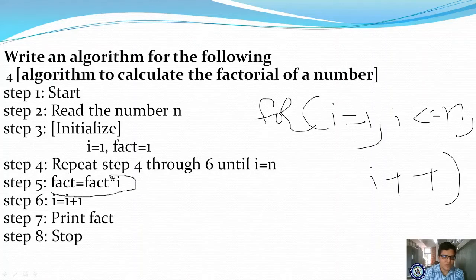What is the initial value of fact? The initial value of fact is 1, into the i value. What is the i value now? 1 into 1. Then where are you storing it? In fact. What is the new value of fact now? It becomes 1. In fact, we are storing the value as 1.